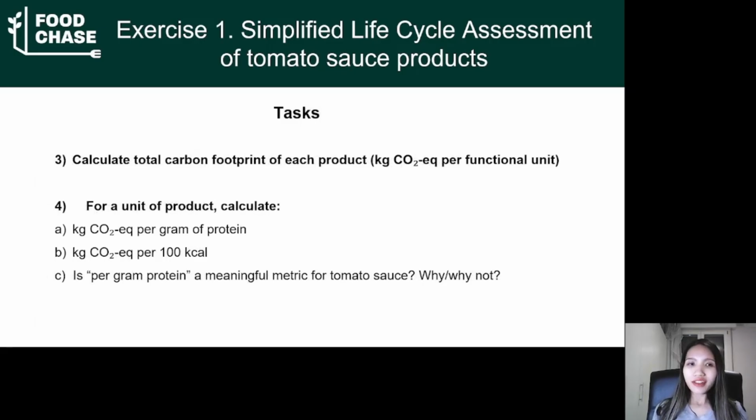In the third task, you have to calculate the total carbon footprint of each product. And after that, we have the fourth task, which is for a unit of product, you have to calculate the kilogram of CO2 equivalent per gram of protein, kilogram of CO2 equivalent per 100 kilocalories, and you have to answer: is per kilogram protein a meaningful metric for tomato sauce? Why or why not?